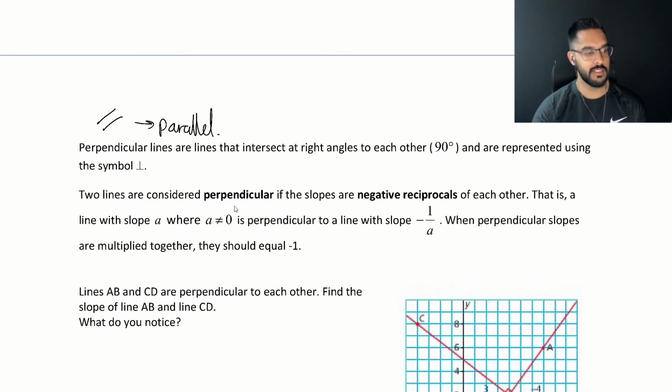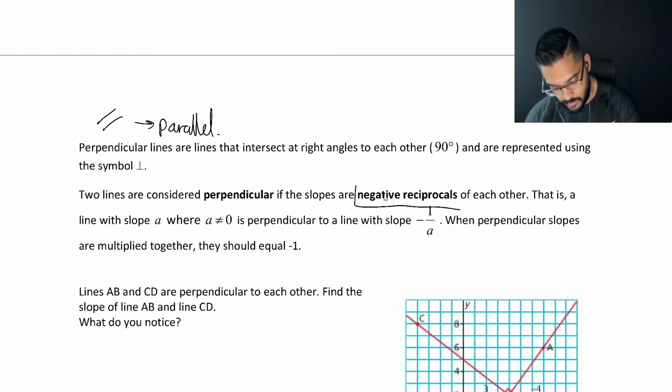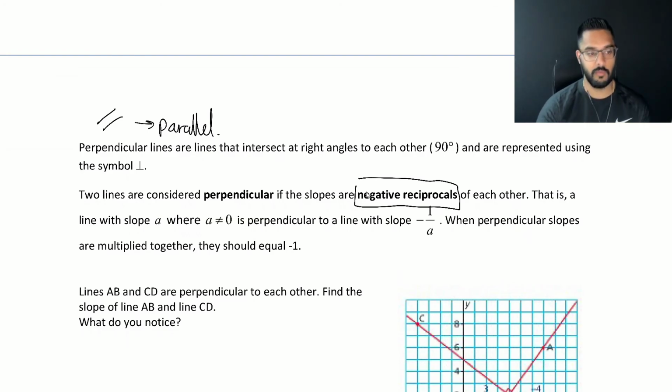Now two lines are considered perpendicular if their slopes, and this is the important part, are negative reciprocals of one another. So we'll talk about a couple examples down below. That is, a line with a slope of A, where A is non-zero, is perpendicular to a line with a slope of -1/A. When you multiply perpendicular slopes together, they should equal -1.